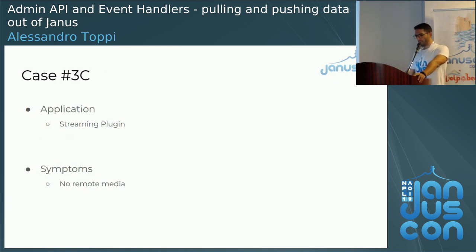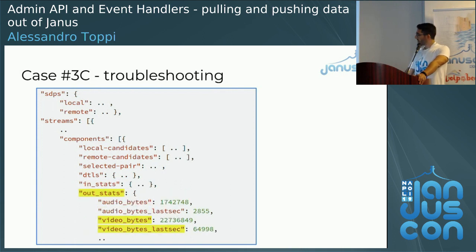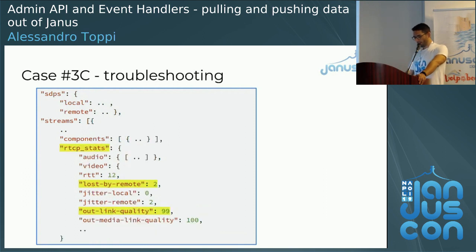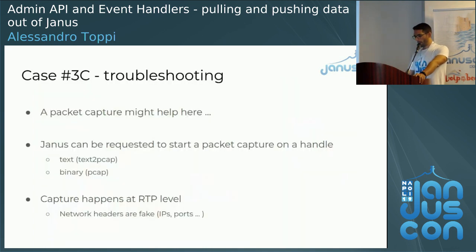Final variation on the previous case, still the streaming plugin, again, no remote media. Troubleshooting this, we can see in the inbound stats that now the number of video NACKs is not so relevant. The out stats are okay. Video bytes also in the last seconds. RTCP stats indicate very low loss. So in this case, we need to go deeper and understand what's going on here. Maybe we can just do a packet capture here, that might be of help.